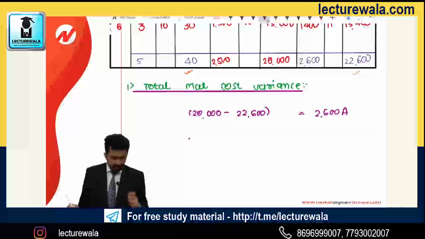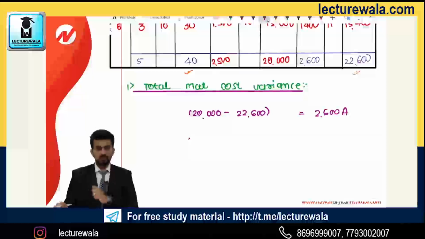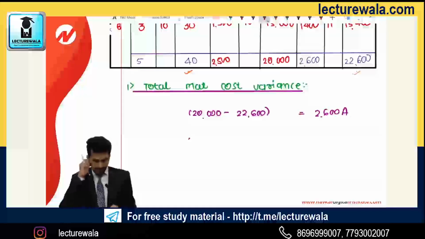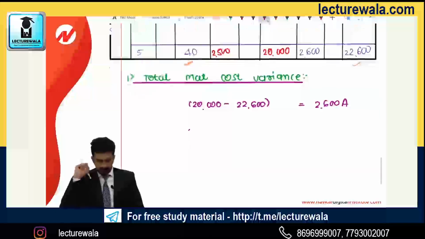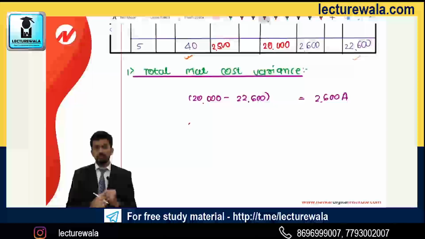Now, keep following these 2 rules and you will be doing everything right. Trust me, you can't do anything wrong. Awesome? Okay, now what we are saying is, total material cost variance, 2,600 adverse. If it would have been an inquiry, I would have stopped over here.